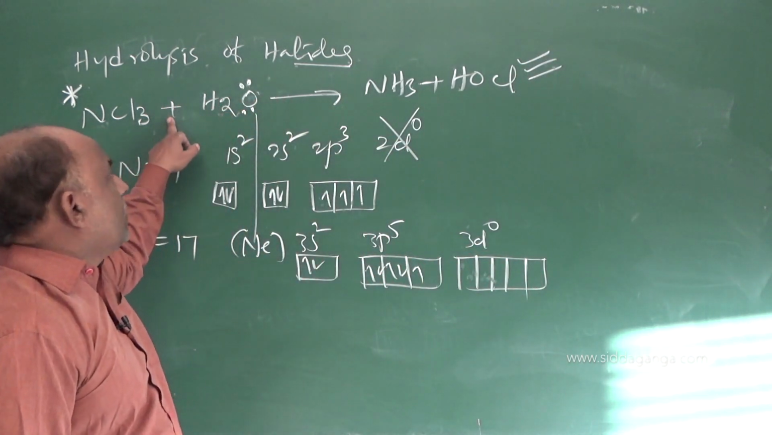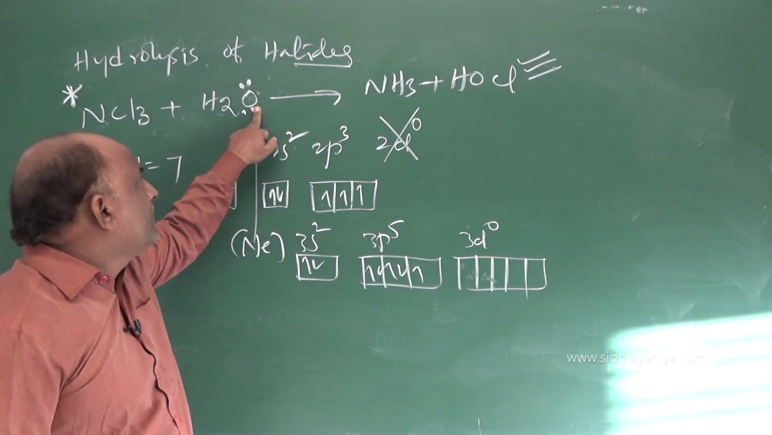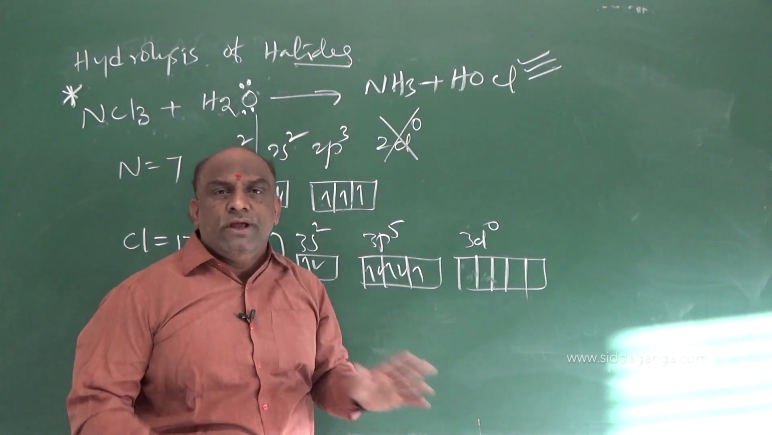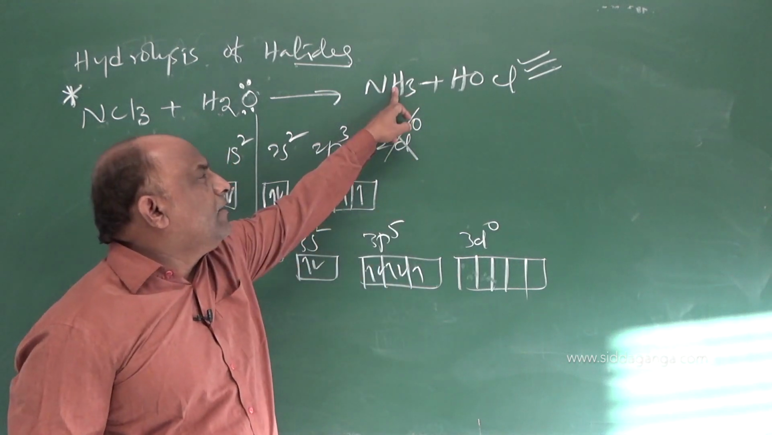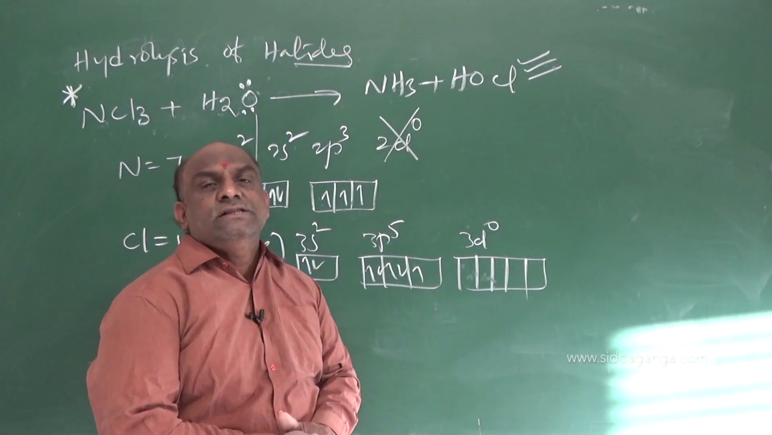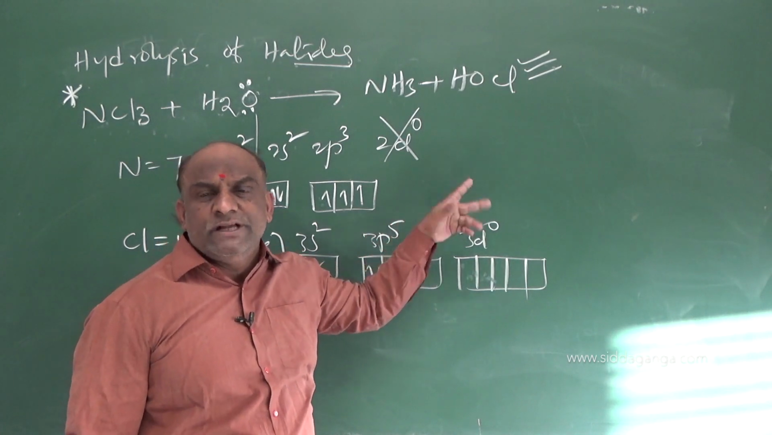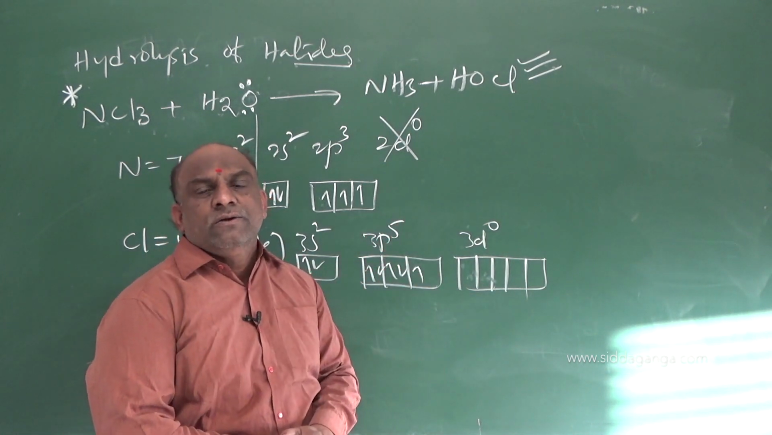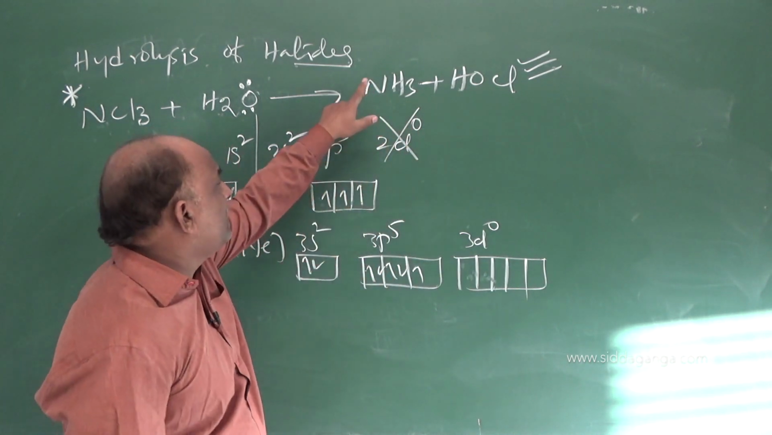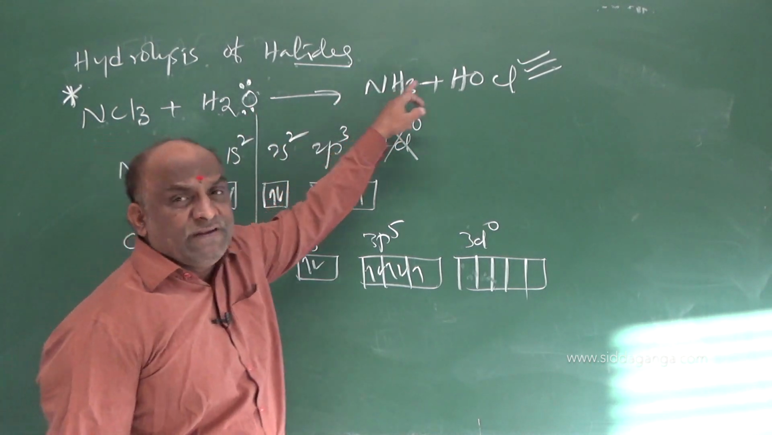Nitrogen trichloride, addition of water to nitrogen trichloride. What will be the compound? The compound is ammonia. It liberates ammonia. Suppose it is phosphorus trichloride, what will be the answer? The answer is orthophosphorous acid, H3PO3. If it is boron trichloride, the answer is H3BO3, boric acid. So make a note, students, this is a very important reaction: NCl3 on hydrolysis gives rise to NH3 plus HOCl.